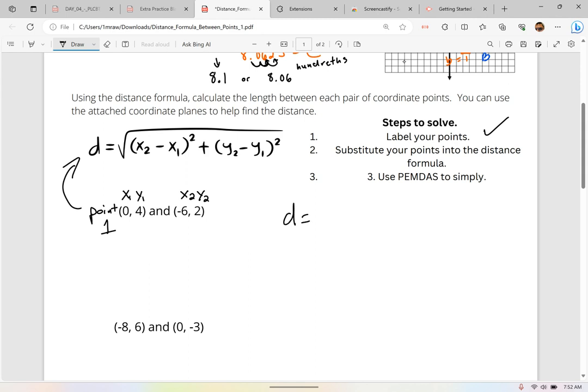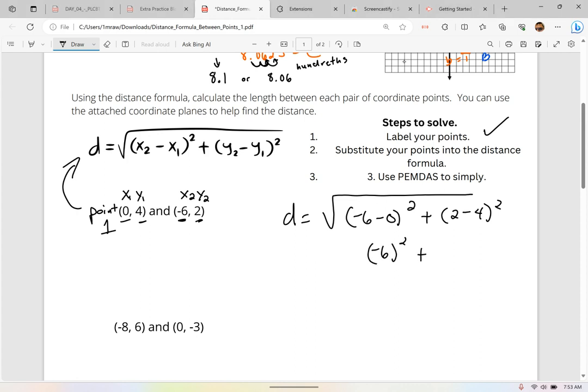So our distance is equal to the square root of x2 minus x1. So x2 is negative 6, x1 is 0. So negative 6 minus 0, squared, plus y2, which is 2, minus y1, which is 4, squared. Be careful with this. We're going to go step by step. Negative 6 minus 0 is negative 6, squared. Now make sure you're using parentheses when you type this in your calculator. 2 minus 4 is negative 2, squared, and we're going to take the square root of that.